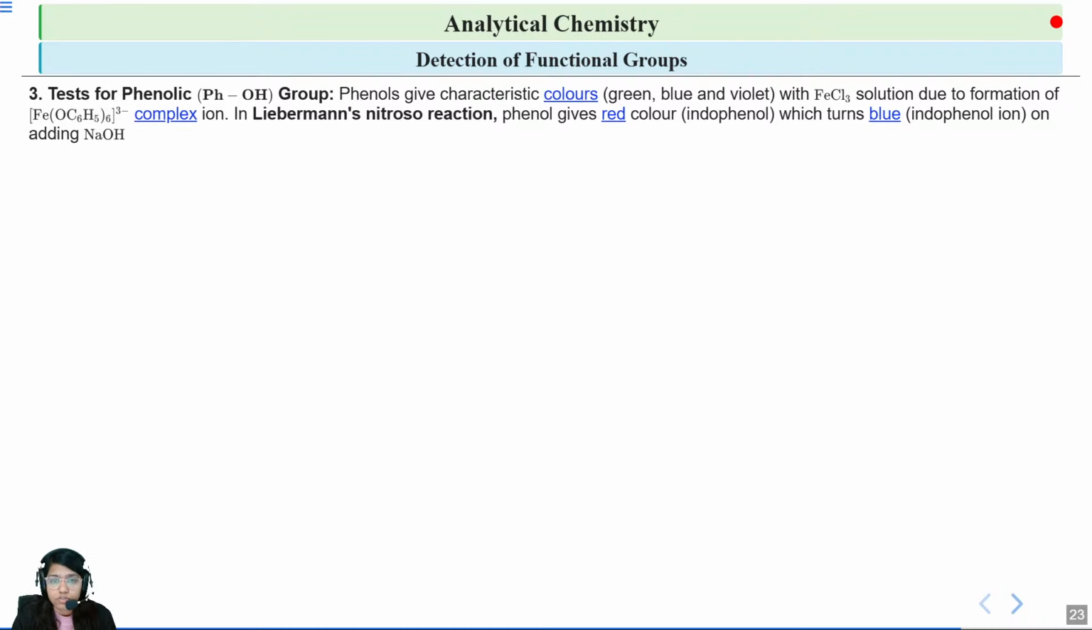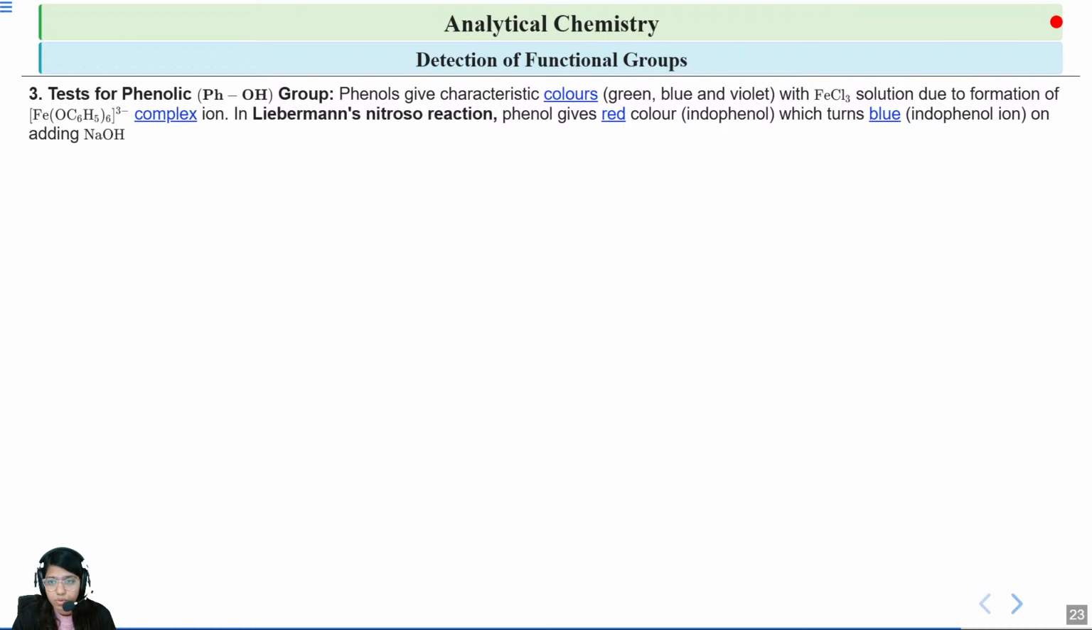Now next we have the test for phenolic groups. First we have the ferric chloride test. In this test, phenolic groups react with ferric chloride, that is FeCl3 solution, to form colored complexes, typically green, blue or violet, that confirm the presence of phenolic groups. This is due to the formation of the [Fe(OC6H5)6]3- complex ion.